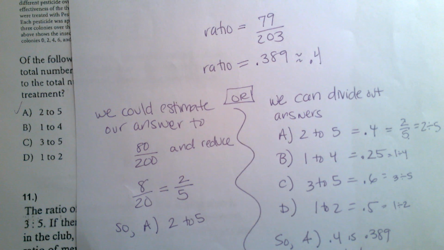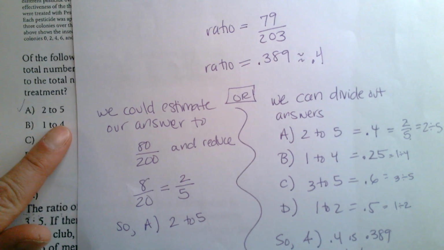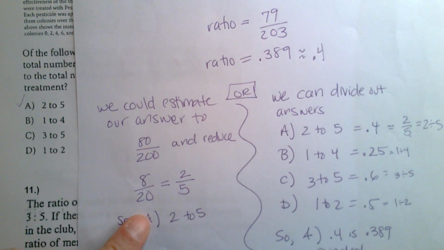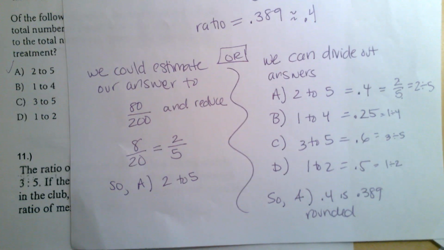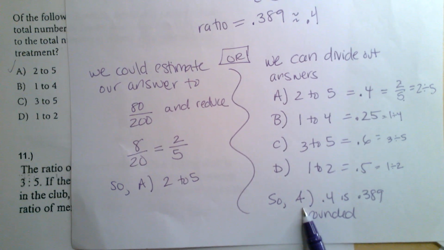So either way you want to do it, you do have to come back to these whole numbers here. So I like rounding it and then reducing it, but some people might like dividing it out. So the answer is A.